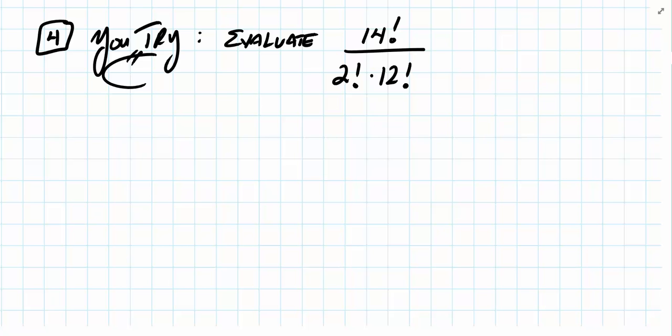Okay, box 4, you guys try this one. Evaluate 14 factorial over 2 factorial times 12 factorial. You can use your calculator to check too, but make sure you put everything in parentheses.